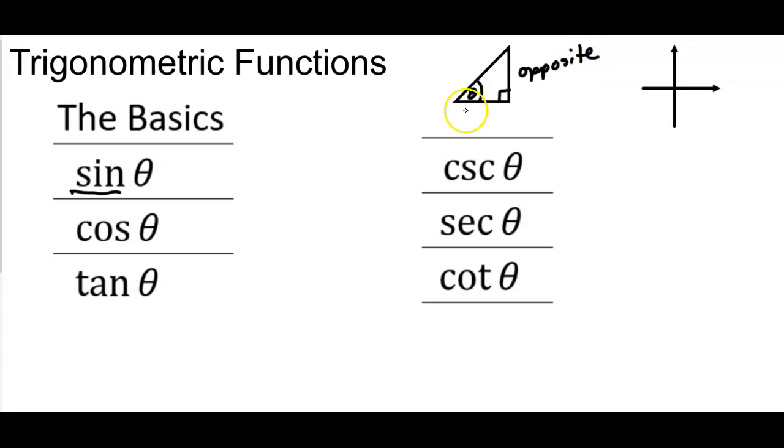And then the side down here is the adjacent. That's why we abbreviate. And then the long side, the one across from the right angle, that's the hypotenuse. Okay, so that's that side right there. And the 3 sides of the triangle, their ratios, that's what forms the trigonometric functions.